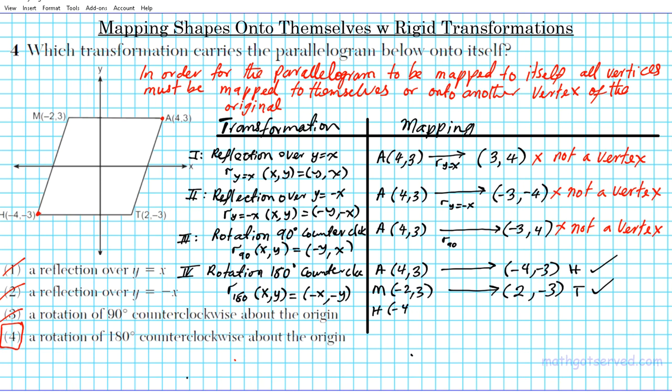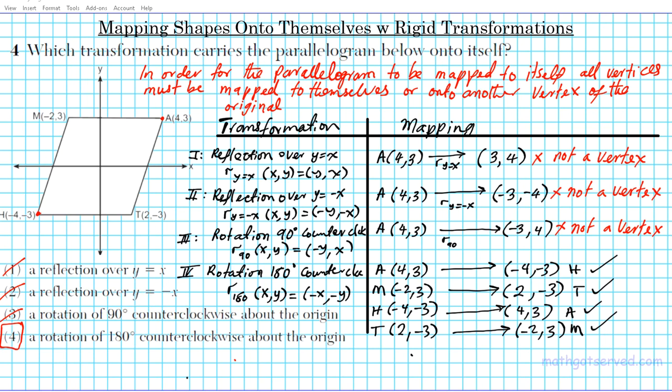Alright, and then the next one we have is H, negative 4, negative 3. When we apply the transformation, we're going to negate both of them: 4, 3. Do we have 4, 3 as a vertex? Yes, A. That's a check. And then the last one is T, 2, negative 3. When we apply the transformation, we negate both: negative 2, 3. Do we have negative 2, 3? Yes. Point M. Check. So we can see that the transformation, which is a 180 degrees rotation counterclockwise, will map this shape onto itself. Okay?